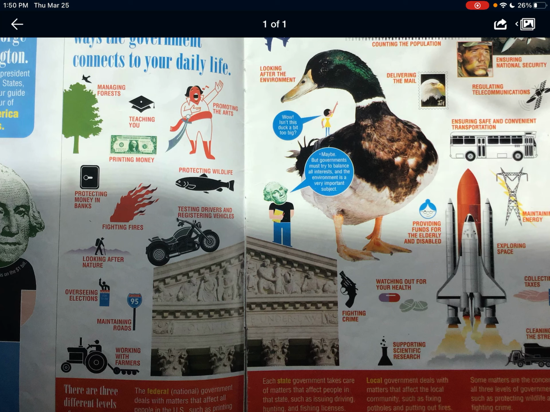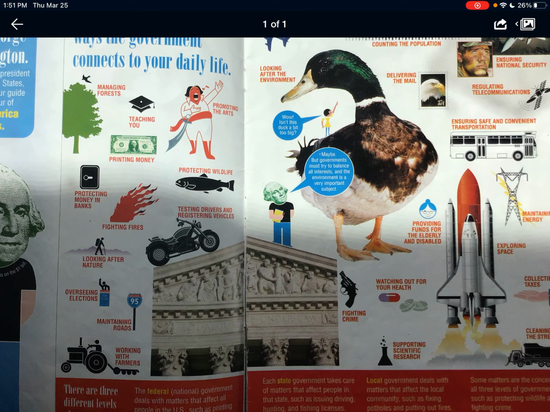Another thing the federal government does for you, it manages our forests and protects money in banks. Your parents deposit money in a bank, a savings account. You might do that too. That money is insured by the federal government. Fires. You guys have heard about fires going on in our country. Well, California was literally on fire a few months ago. Who paid to put those fires out? You're right. It's the United States government.